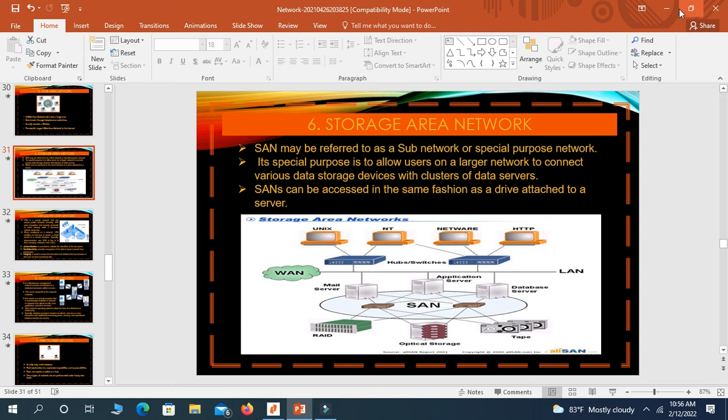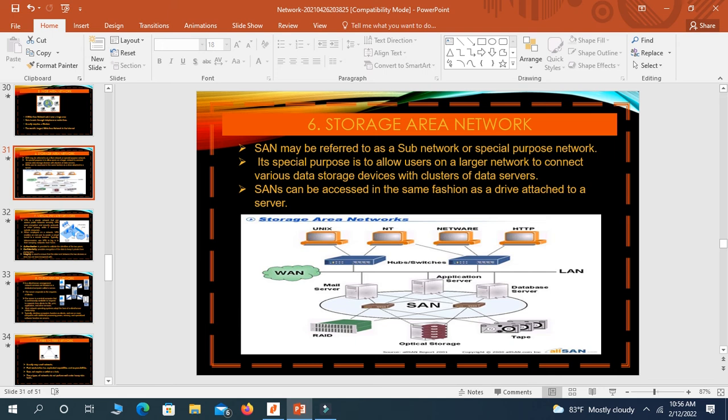Anyways, we were talking about the storage area network. SAN may be referred to as a sub network or a special purpose network. Its special purpose is to allow the users on a larger network to connect various data storage devices with clusters of data servers.